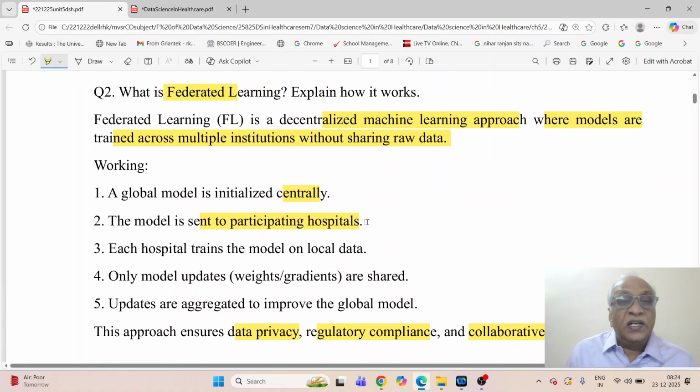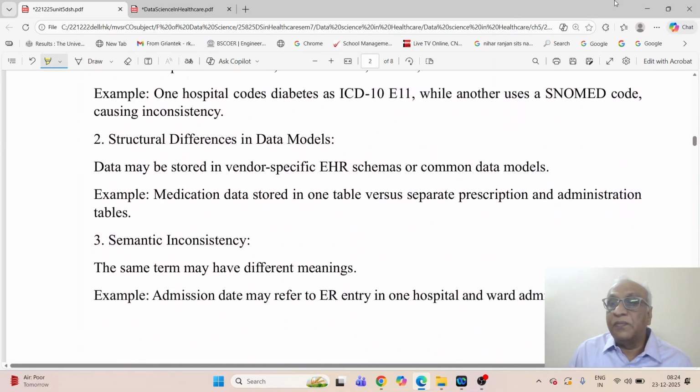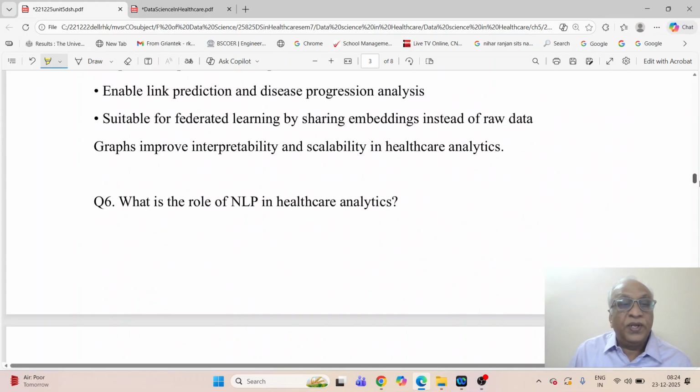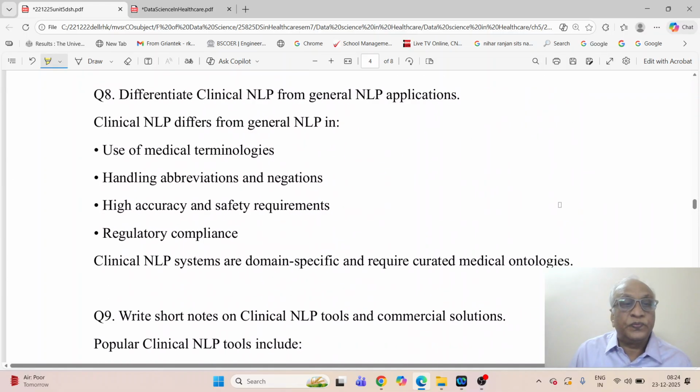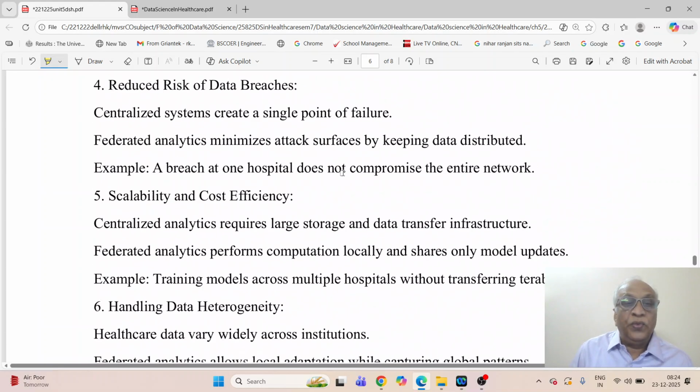So to understand federated learning further, we'll take one example. We may have to go down. Yeah, give me a minute.